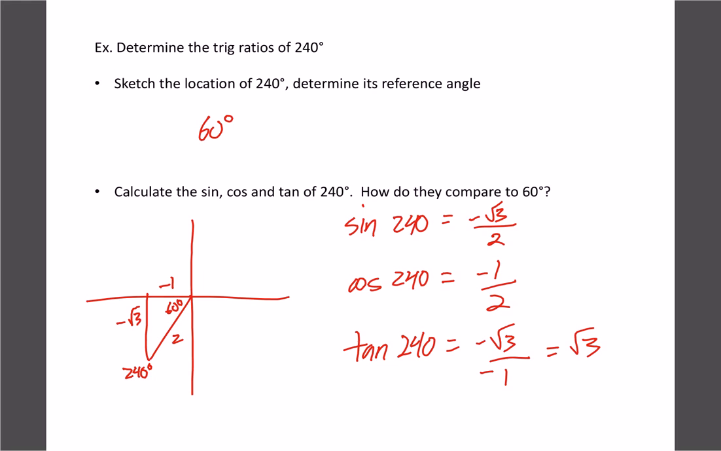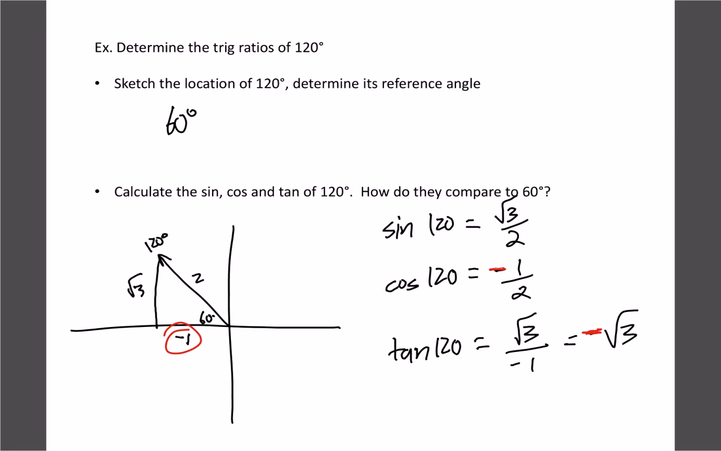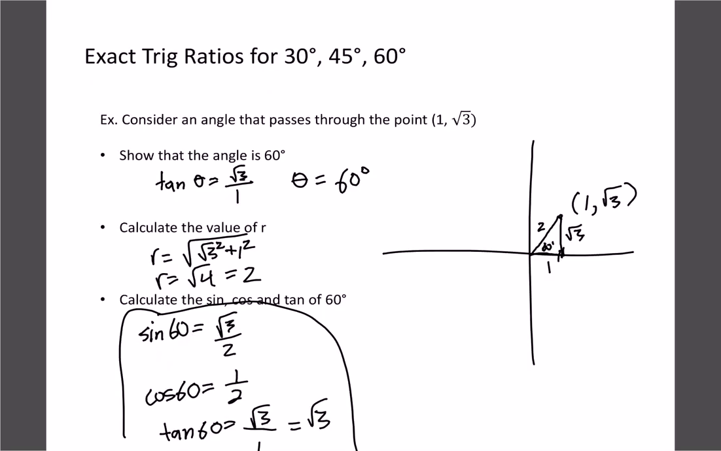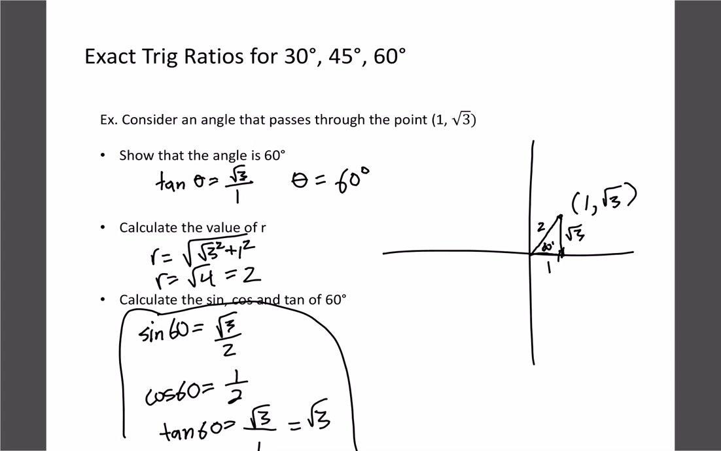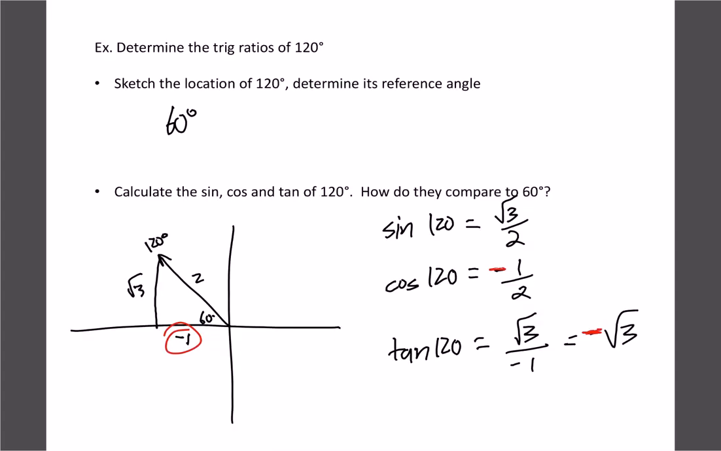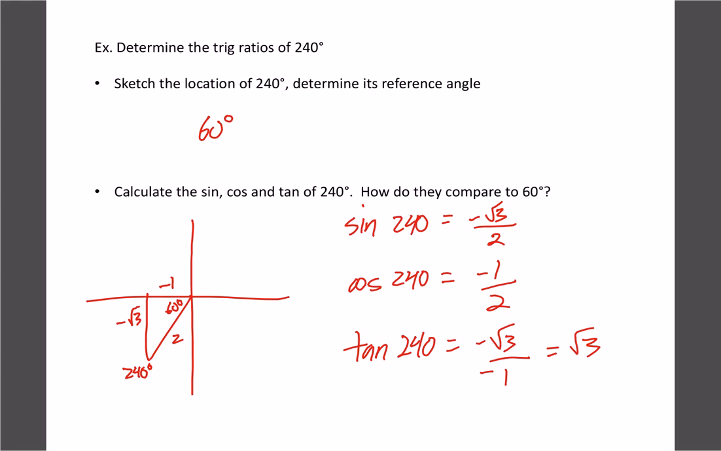So once again, it's asking how these compare. If we go back to the previous page, same answers. You can see the only thing that really changes is where the negatives are located. So in our first one, we had no negatives. The second one, we had 2 negatives, but the sign was positive. This one, we can see the sine and cosine are negative, but now the tan is positive.